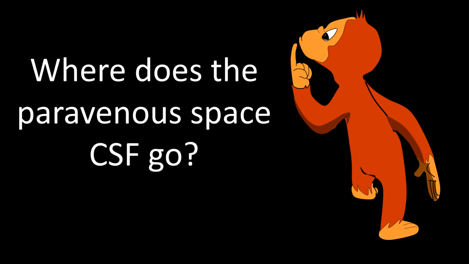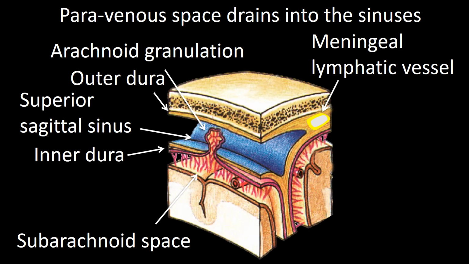Where does the paravenous CSF go? It is not clear if the paravenous space drains to the supranuclear space, the meningeal lymphatic, or both. In this cartoon, you can see an arachnoid granulation, the superior sagittal sinus between the outer and inner dura, the supranuclear space below the inner dura, and a meningeal lymphatic vessel in the dura.